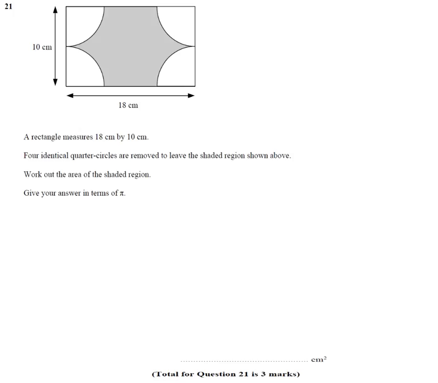So if I did this to start with, the area of the rectangle would be equal to 10 centimeters times 18 centimeters, which would equal 180 centimeters squared. Now that's the whole area of the whole rectangle. What I need to do now is maybe work out the shaded bit.